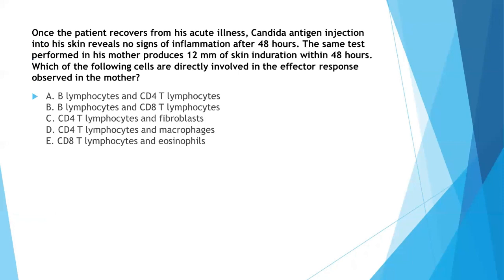Now, talking about the same previous question, the sequential one, once the patient recovers from his acute illness, Candida antigen injection into his skin reveals no signs of inflammation after 48 hours. The same test performed in his mother produces 12 mm of skin induration within 48 hours. Which of the following are directly involved in the effector response observed in the mother?